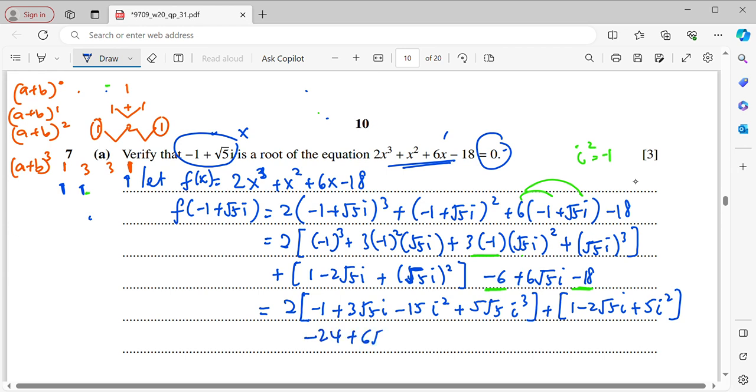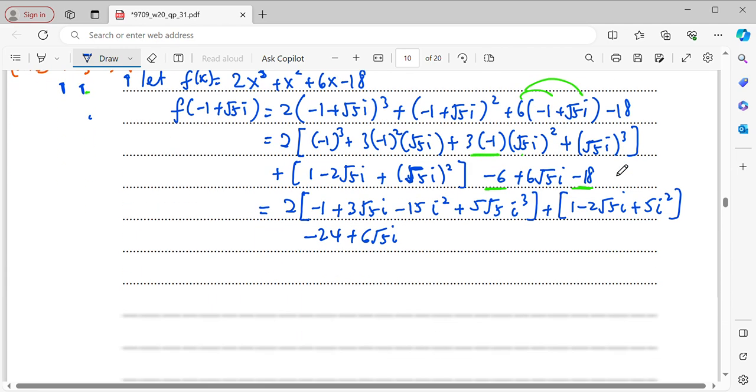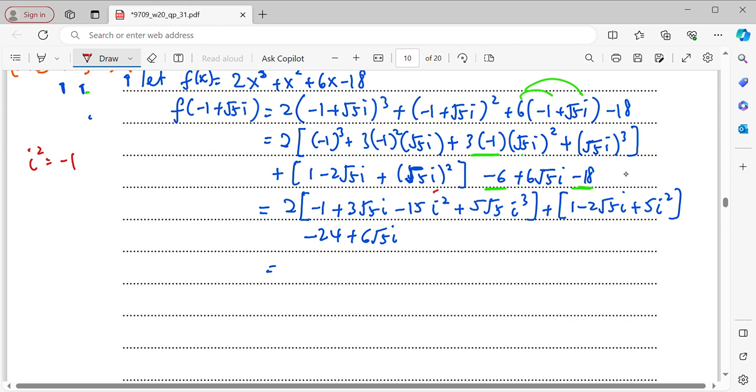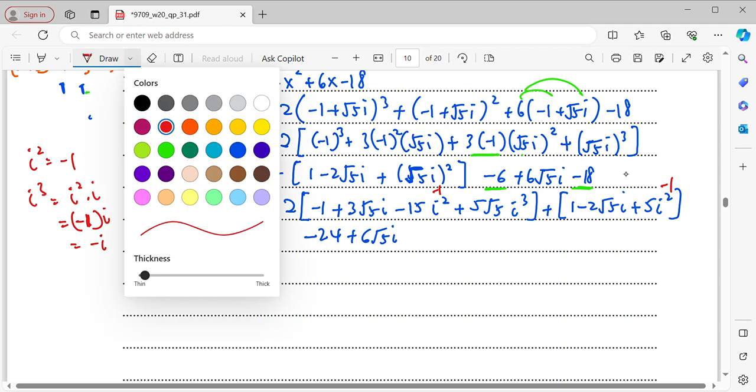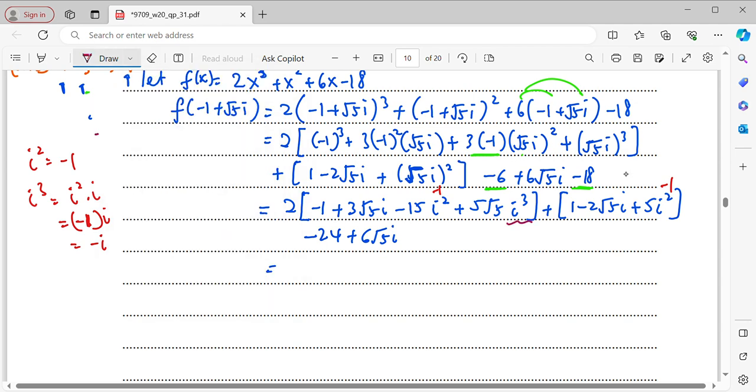Then plus 6 square root 5i. Okay, so now I will simplify. i squared is minus 1. That means this is minus 1. Here is minus 1. And then the i cubed. i cubed is basically i squared times i. That means it's minus 1 times i. Then I will be getting minus i. So that means this is minus i. Alright. Then now I will just simplify all the terms.